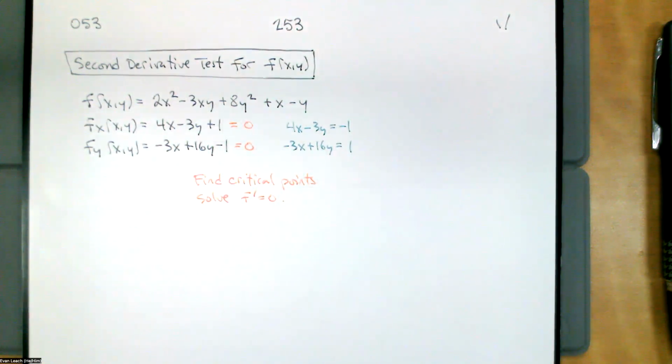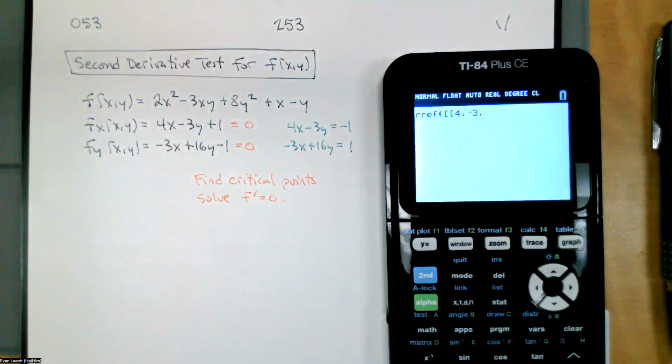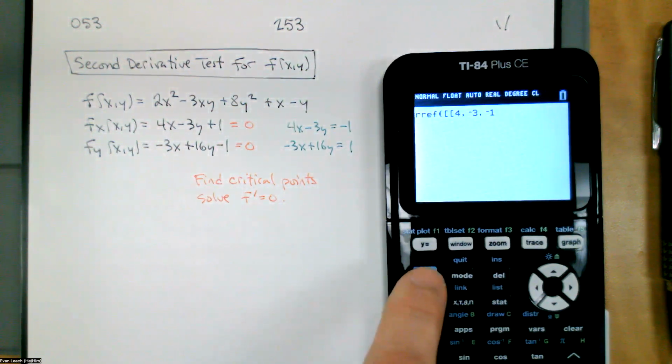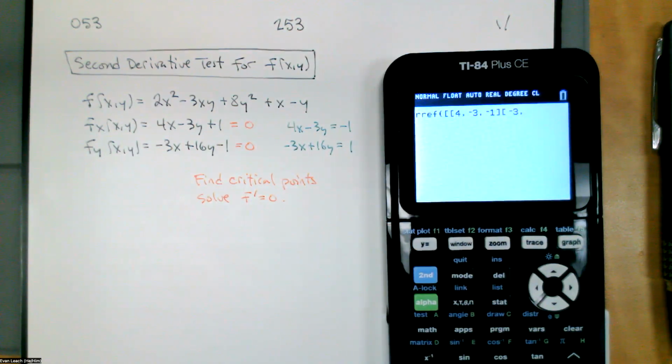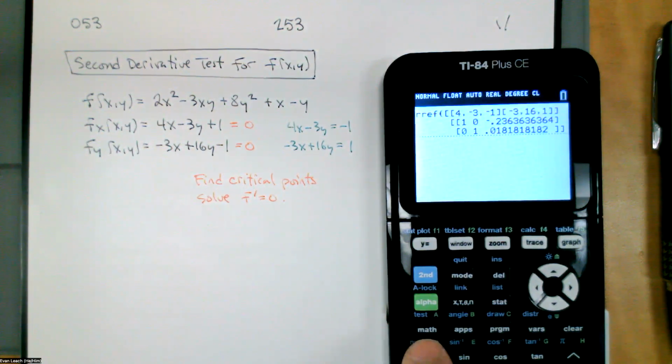I thought about solving this system, and I realized the horrible mistake I made: having a determinant of my coefficient matrix of 55. So I decided to go with my calculator. I put the system into a matrix and found the reduced row echelon form. 4, -3, -1 in my first row, and -3, 16, 1 in my second row. I got x and y, and I converted them to fractions because it'd be easier to write. So x equals -13 over 55 and y equals 1 over 55.